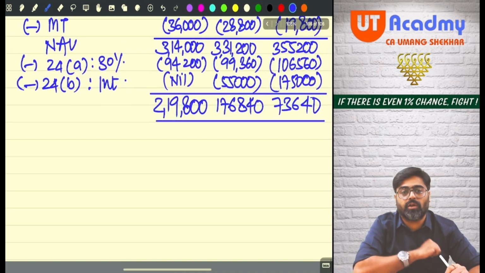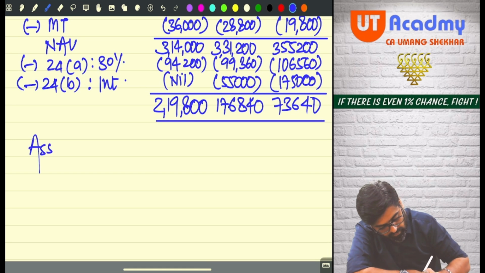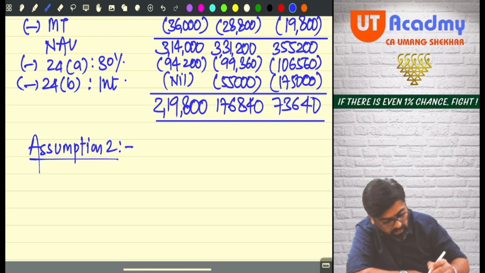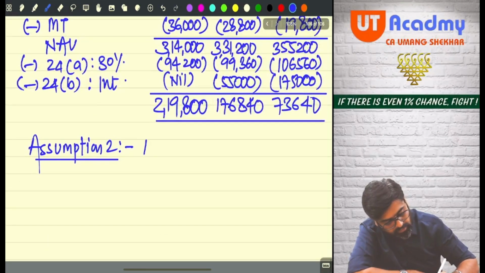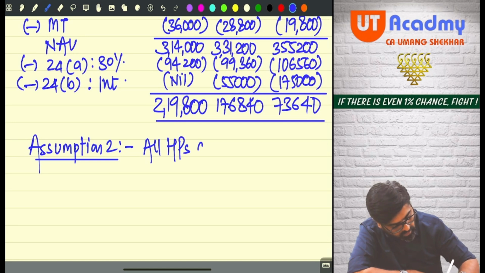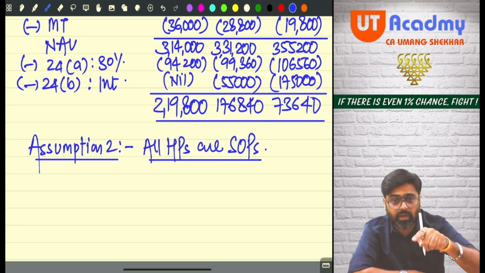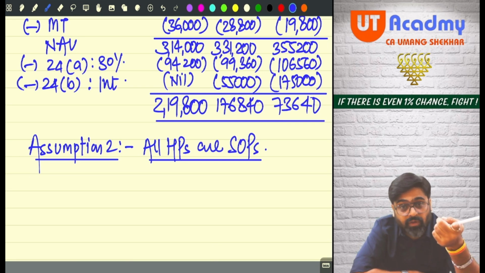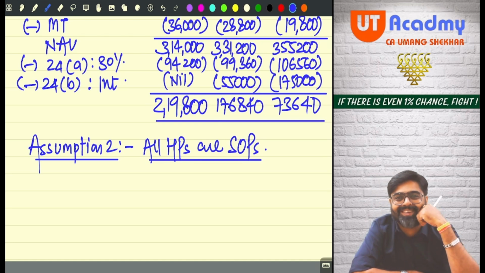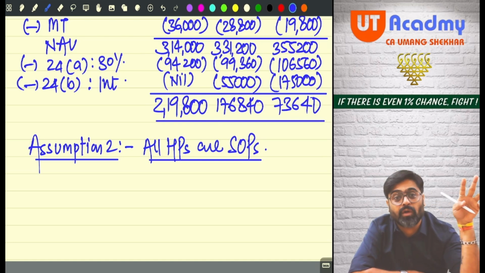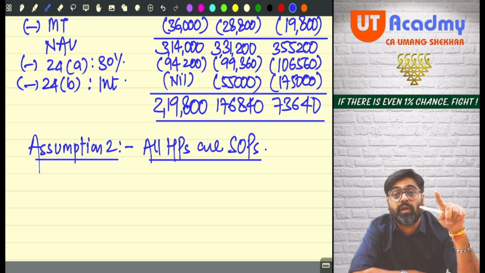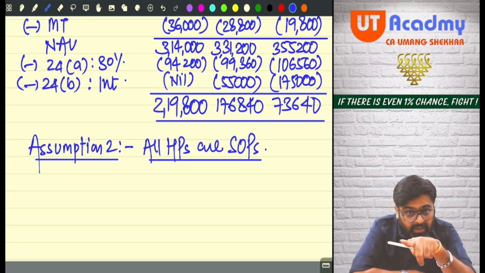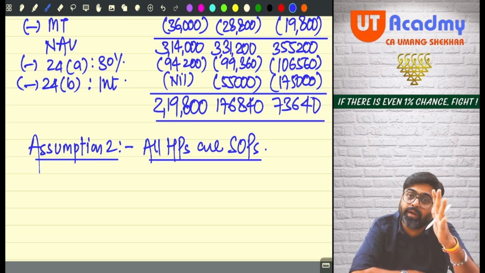Now the second calculation you are supposed to do, assumption number 2. Assume that all house properties are what? SOPs. And now here also you are supposed to make two assumptions. If all house properties are SOP, you are following 115BAC or you are not following 115BAC. If you are following 115BAC, then for these house properties, the income will be nil, nil, nil. No interest deduction.